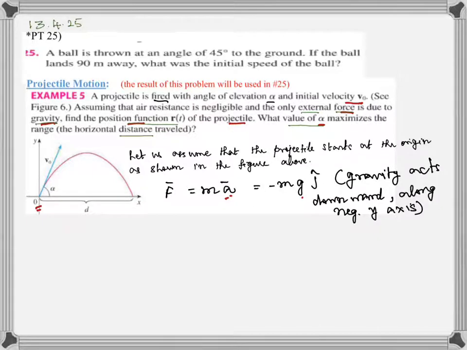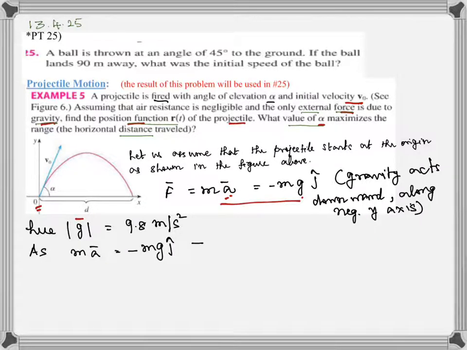So because it says external forces due to gravity, and it acts downwards, the numerical value of g is 9.8 meters per second squared, which is the magnitude of the acceleration vector. As ma equals negative mgj, cancelling out m, we get acceleration a equal to negative gj. That is, a is a function of t, so we will call it equation 1.